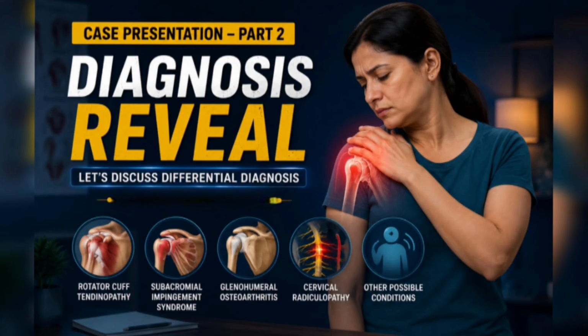In the previous video, the patient was a 42-year-old female presenting with gradual onset of shoulder pain, progressive stiffness over several months, difficulty performing overhead activities, difficulty combing hair and dressing, and a complaint of night pain while sleeping on the affected side. There is no significant history of trauma, but she has a history of diabetes mellitus.